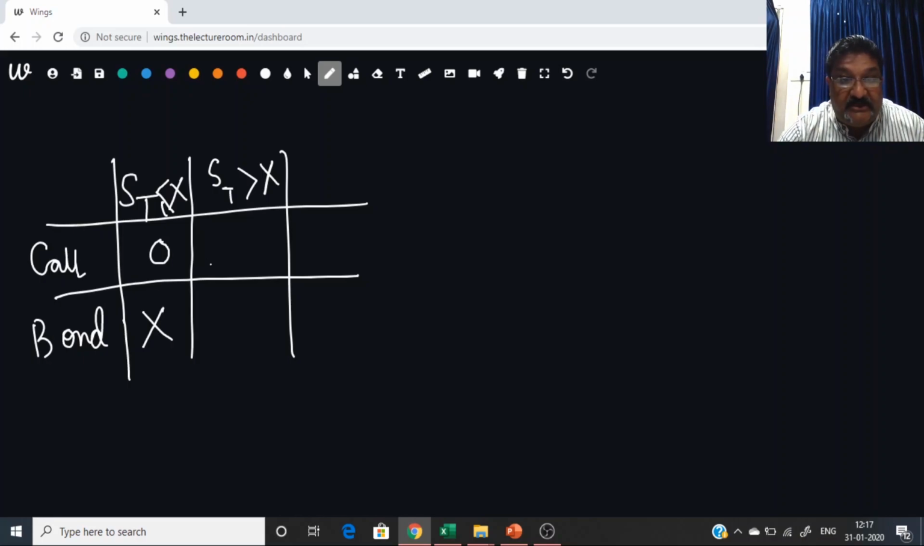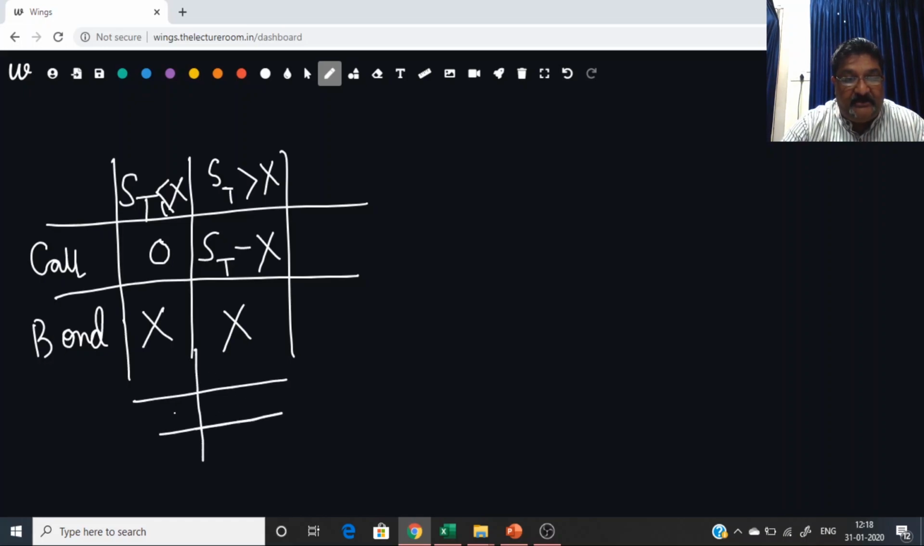So I'm going to put this down here. The payoff on the call option exercise is ST minus X. Now the bond in either scenario will yield a value of X. Now if you look at the total payoffs, you will have a payoff of X in case of the first scenario, and a payoff of ST in case of the second scenario.